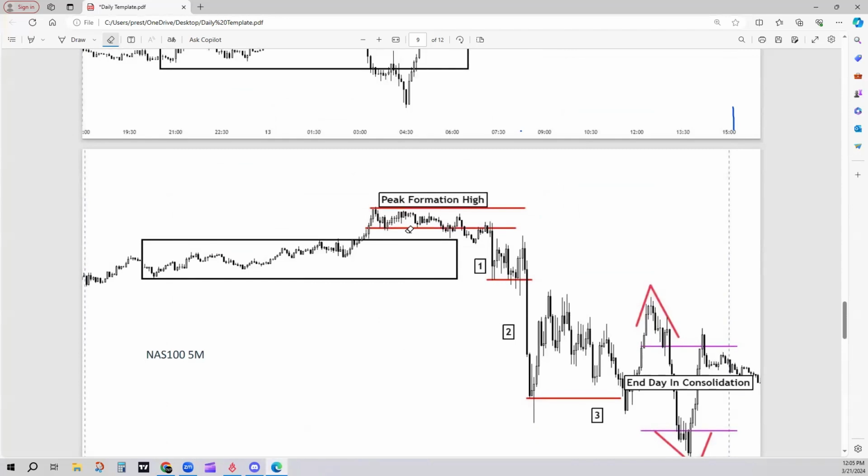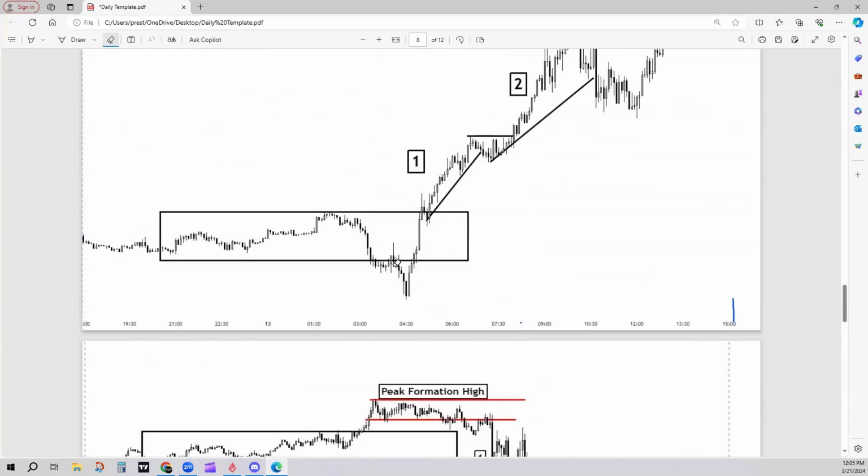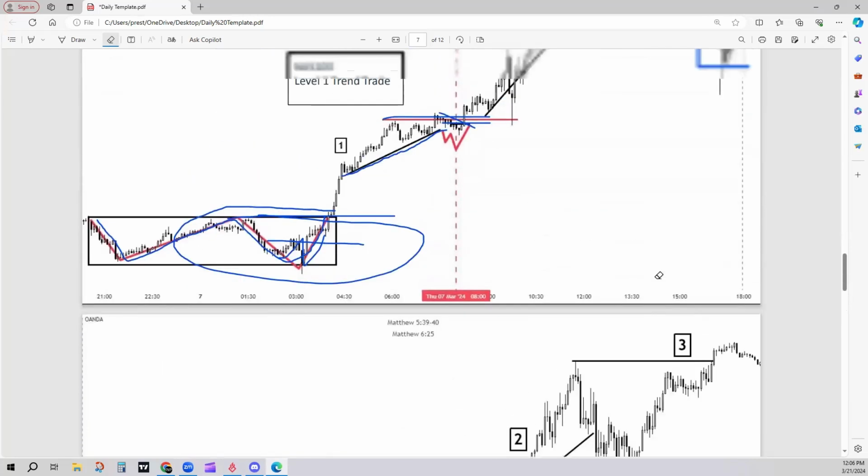Peak formation high, 3 levels of drop. Peak formation low, 3 levels of rise. Spike the high, spike the low. Still expect 3 levels of rise or fall, but just look for the peak formations. W, low of day. Okay, they went higher, so this peak formation high is void. Level 1, level 2, level 3, end the day in consolidation.